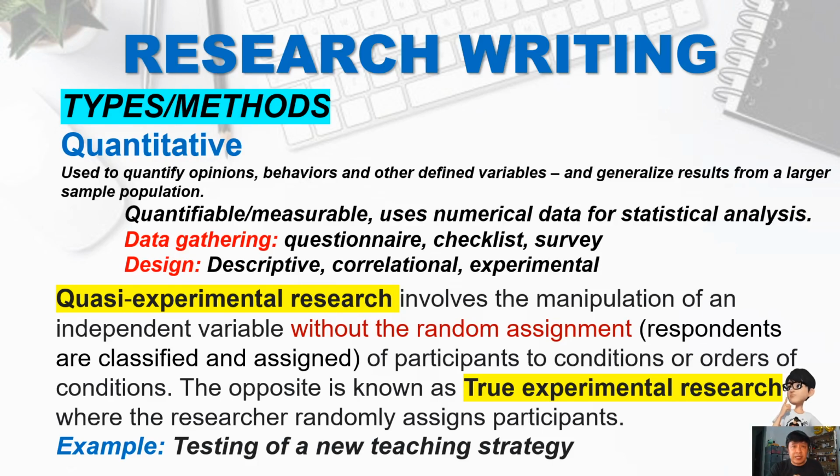Another type of experimental research, which is in the next part of that definition, the opposite, is known as the true experimental research. The difference is that in the assigning of the respondents, under true experimental research, the researcher randomly assigns participants. So they are not directly assigned, they are randomly assigned. Okay? So testing of a new teaching strategy would fall under quasi-experimental.